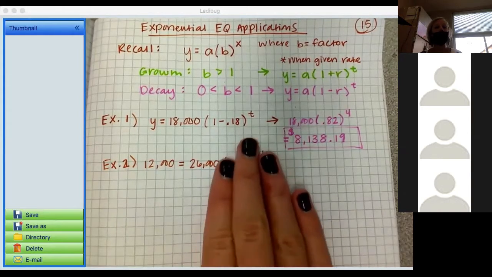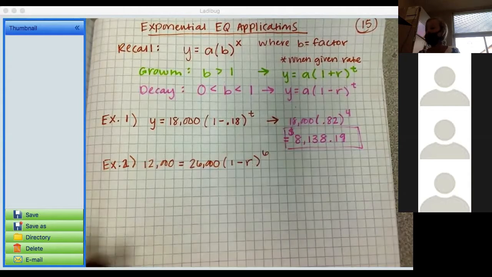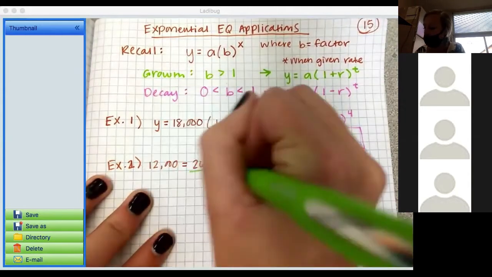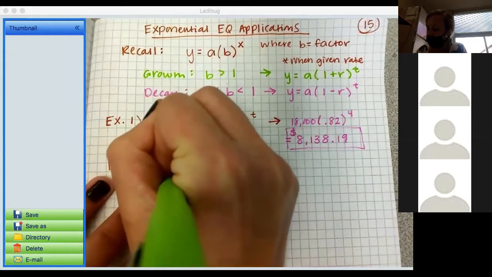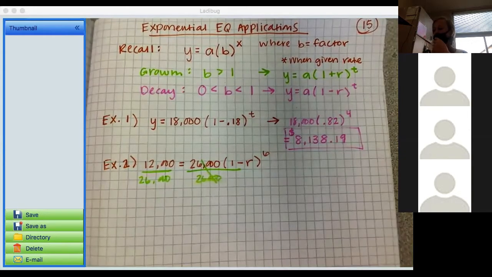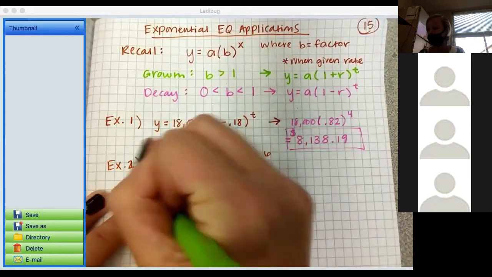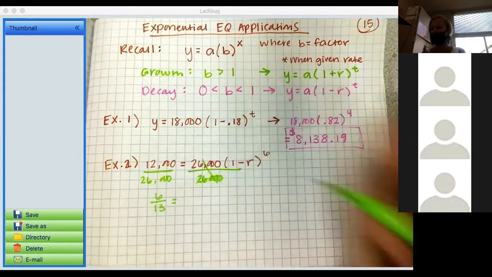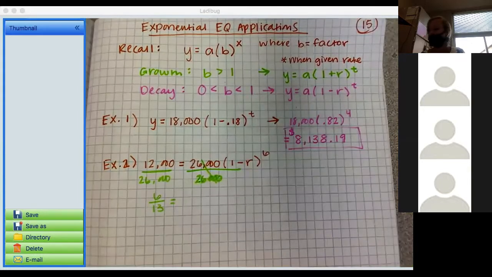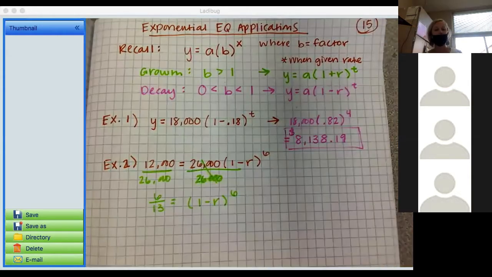So I'm going to cover this up for now. What do I move first? Divide by 26,000. Very good. So when I divide by 26,000, let's see, 12 over 26 would reduce to 6 over 13. Are you guys okay if I leave it as a fraction? Because 13 in the denominator means it's not going to be a nice decimal. So 6 over 13 equals 1 minus R to the 6th.